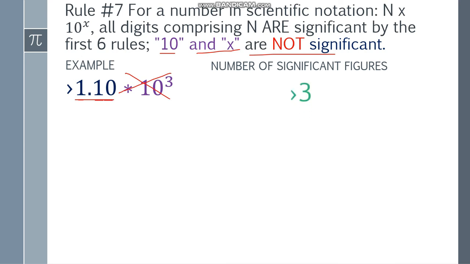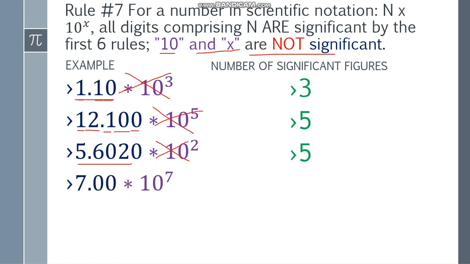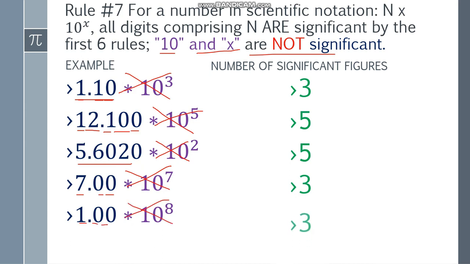Three significant figures. Next one, we have 12.100 times 10 to the 5th power. Ignore again the scientific notation. So 1, 2, 3, 4, 5. Just follow again the first 6 rules. Next, 5.6020 times 10 squared. Ignore this. We have 5 sig figs. Next, 7.00 times 10 to the 7th power. Ignore this one. 1, 2, 3. And lastly, we have 1.00 times 10 to the 8th power. Ignore this one also, and we have 3 sig figs.